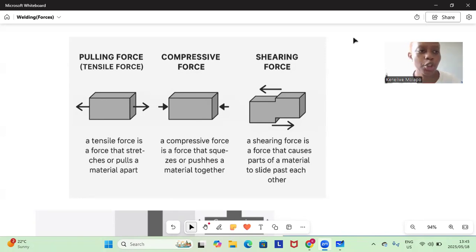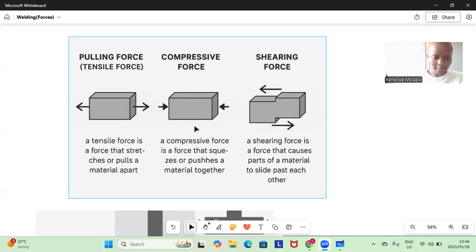Today I'm going to teach you mechanical technology, welding. Under welding, I'm going to teach you a topic of forces. First of all, you have to know that we have different types of forces, which are pulling force, compressive force, and shearing force. Also, don't be confused: sometimes pulling force is called tensile force.